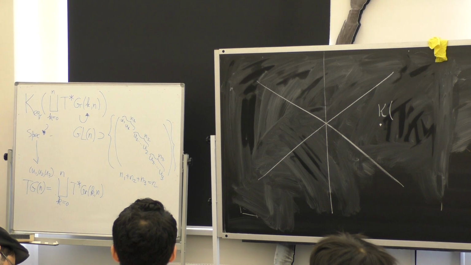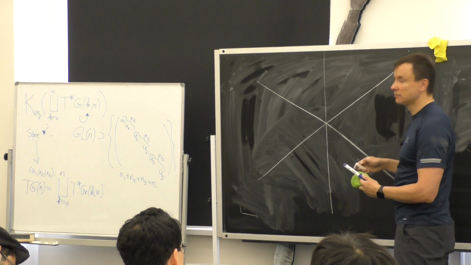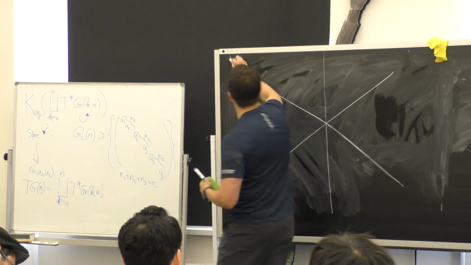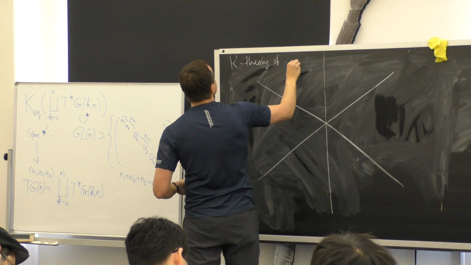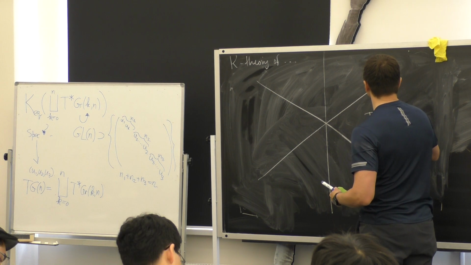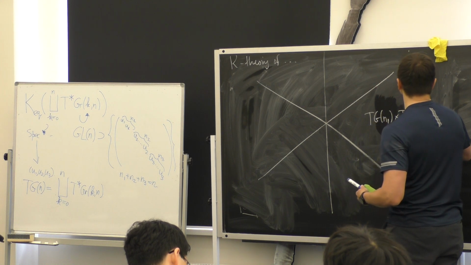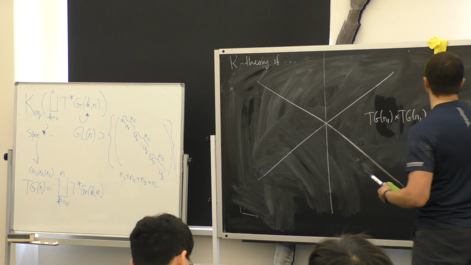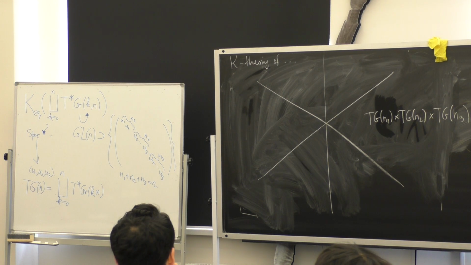So over the generic point, I get the K-theory. I'll just write the space itself, and then we can take the K-theory. And then over the generic point, I get CG N1 times CG N2 times CG N3. That's what I get over the generic point.